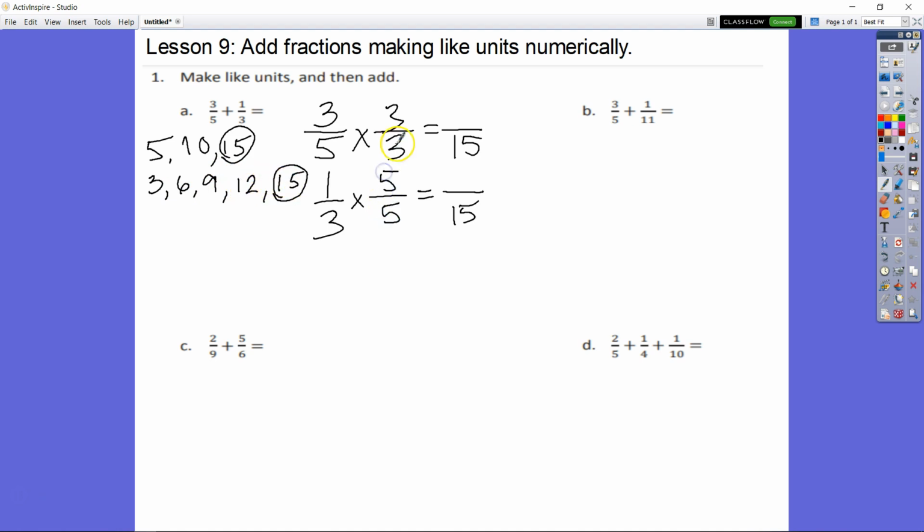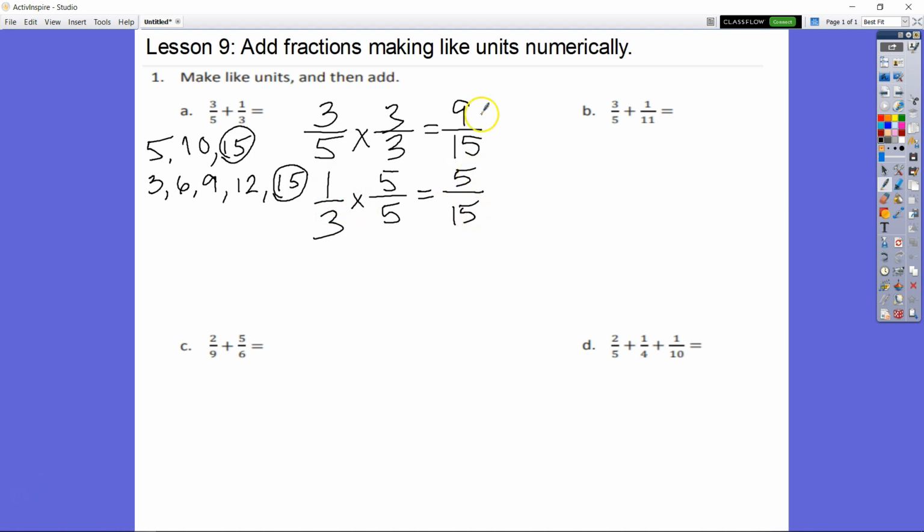And if you notice, our denominators just switched places. So we had fifths and thirds. We multiplied our fifths by 3 over 3. 3 over 3 is equal to 1. So all we're really doing is multiplying by 1 to find the equivalent fraction. So when we do this and say 3 times 3 is 9, we know that 3/5 is equal to 9/15. Same thing here. 1 times 5 is 5. We know that 1/3 is equal to 5/15.